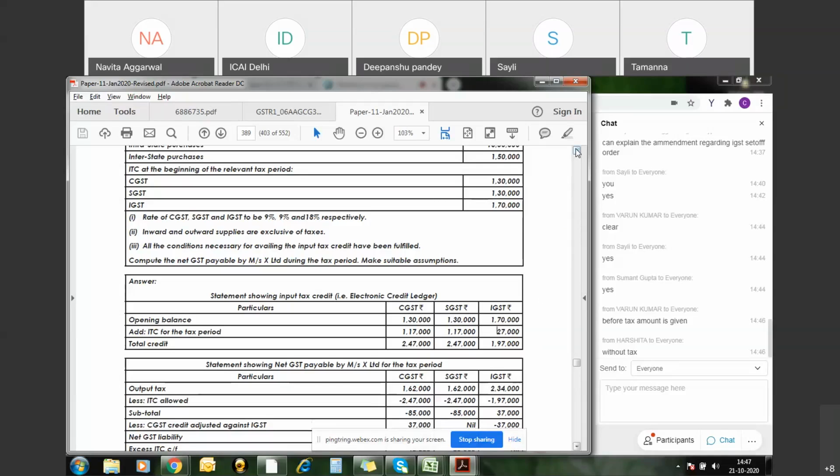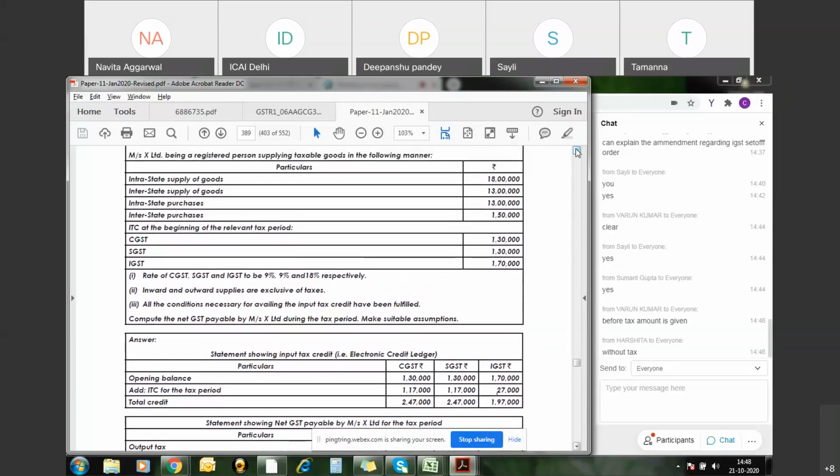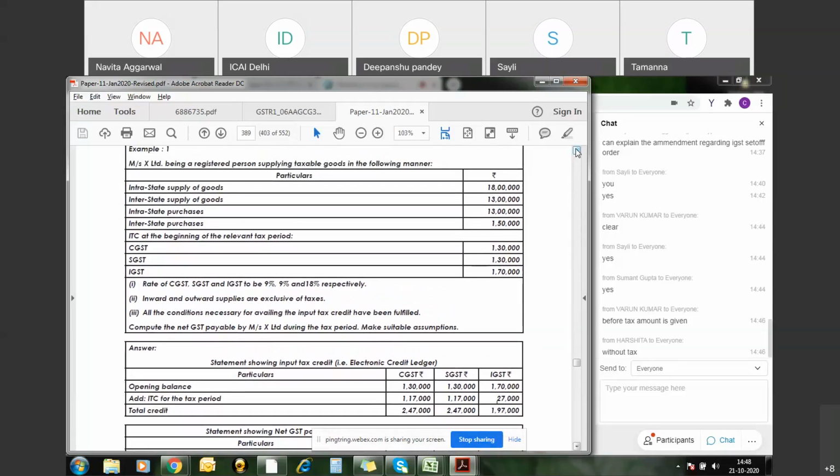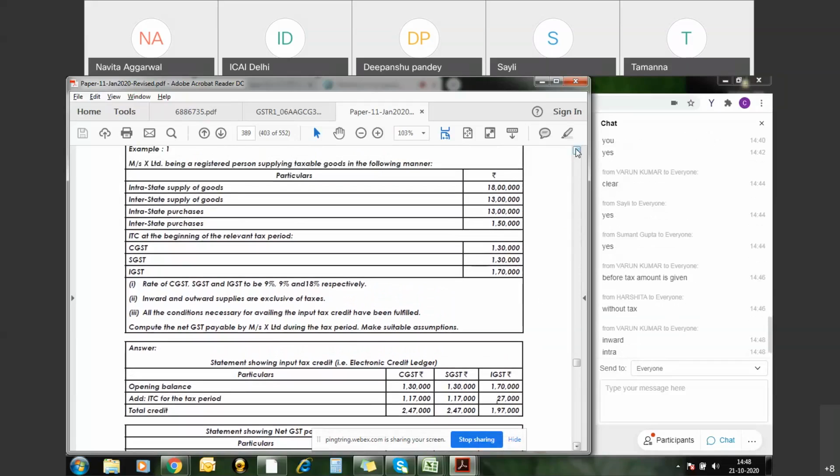ITC will be available on what? Outward supply or inward supply? Correct, Varun. So there are intrastate purchases and interstate purchases. CGST, SGST will be applicable in case of which type of supplies? Intra-state. So what is the figure of intra-state purchases? It is 13 lakhs. Correct? Yes, inward supplies of 13 lakhs.